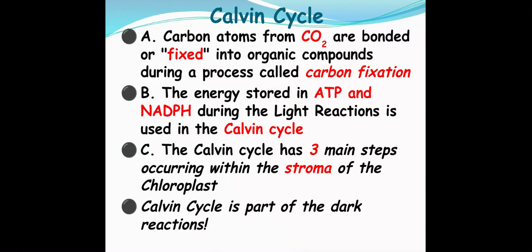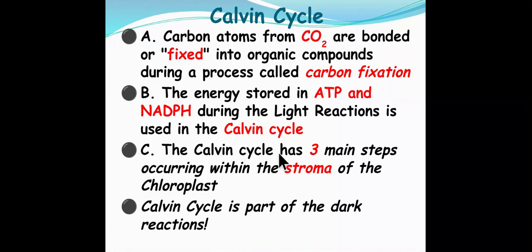Now, the light part happens in these happy green pancakes, these thylakoids. And the space around them is the stroma. So the stroma is the dark cycle where the Calvin cycle happens. So carbon atoms are bonded or fixed into organic compounds. So as I was saying in class, this is where it snatches these carbons, because remember, in order to make sugar, the first part of the molecule, C6H12O6, the C6, you need 6 of them, all right?